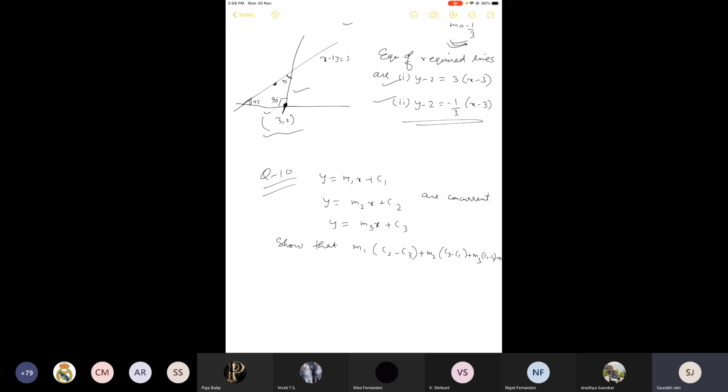Can anyone tell me what is the meaning of concurrent lines? What is the meaning of concurrent lines?